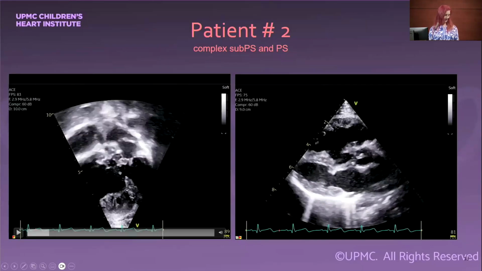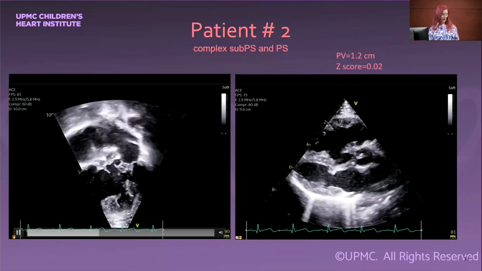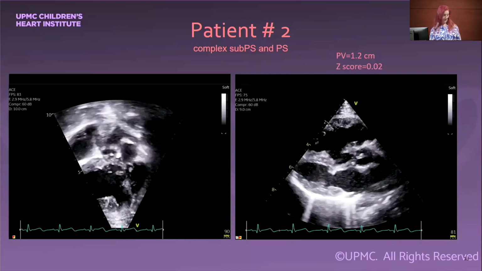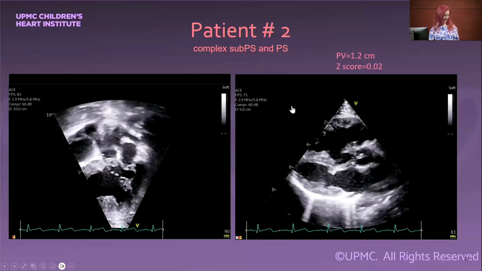sorry, my mouse is periodically not working. Trying to get this one to play for you. It's not. Do you know what happened to my mouse? Oh, there it is. Okay.